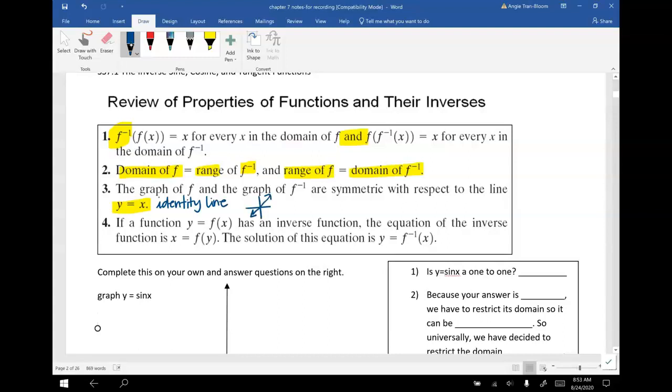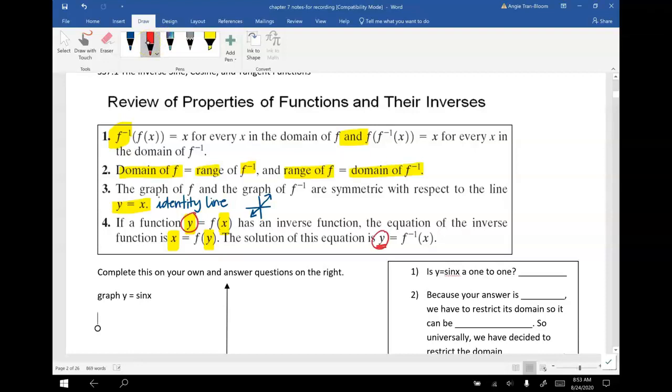If a function y equals f of x has an inverse function, the equation of the inverse function is, as you can see, we're switching here, x equals f of y, because we're switching x for y and y for x. Now, we want to write it as y equals, because typically that's what we do in algebra. So we always want our function to be y equals. And that would be very confusing with the original, right?